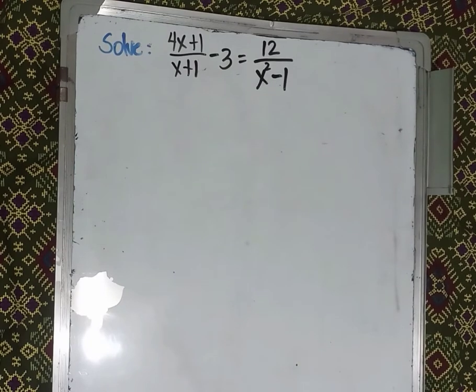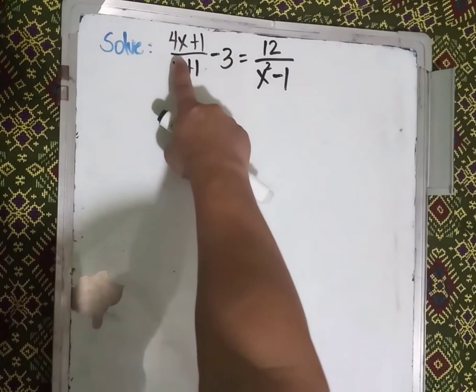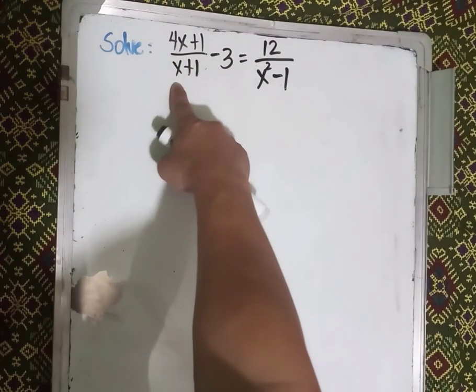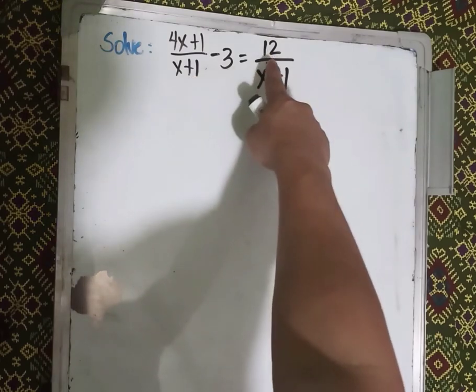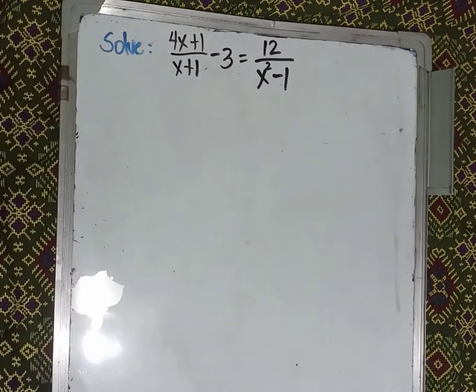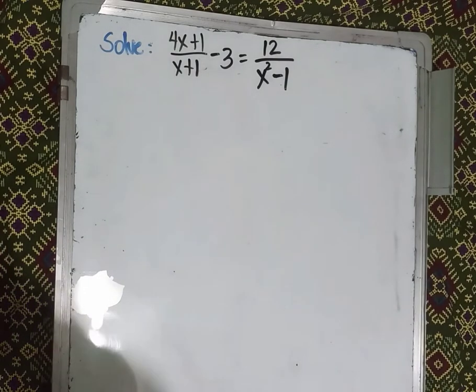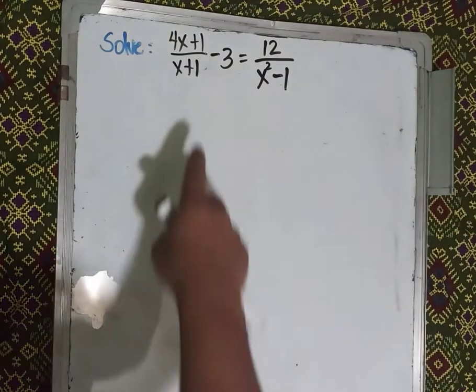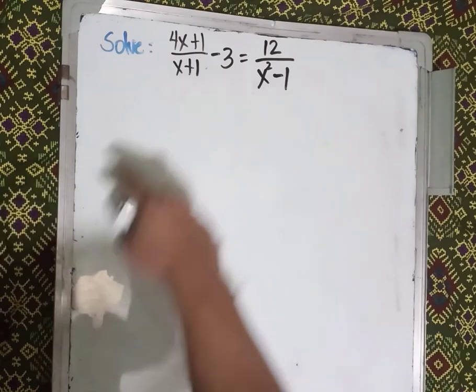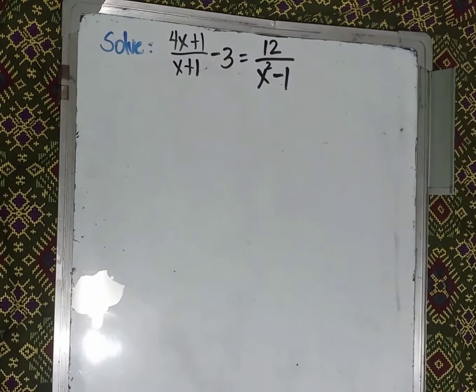So based on the given problem, rational: 4x plus 1 over x plus 1 minus 3 equals 12 over x squared minus 1. Anong dapat natin unahin para masolve nitong equation na to? So first, you need to write the denominator in a factored form. So denominator yan sa baba.